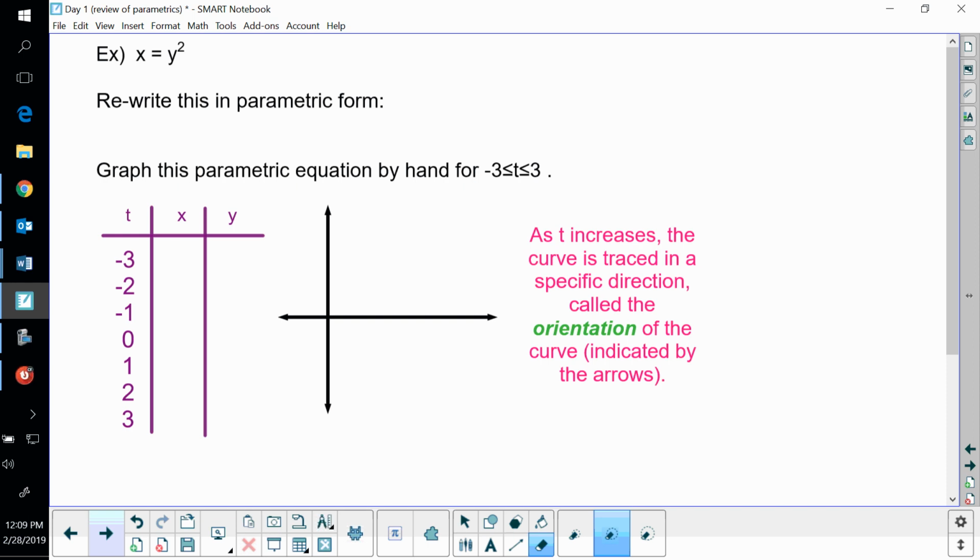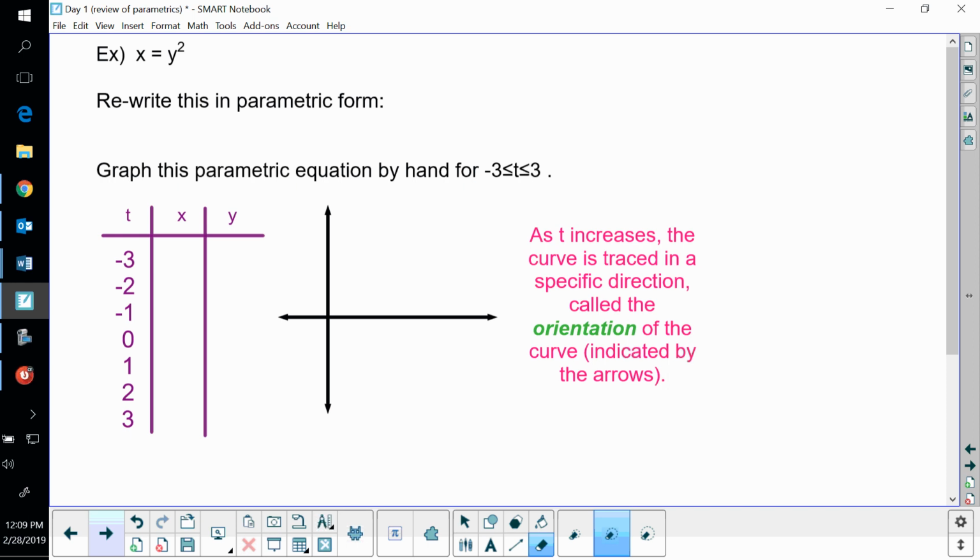Alrighty, going to the next page. So we're given an equation in rectangular form. Okay, when it's x's and y's, that's called rectangular form. And we want to rewrite this in parametric form.